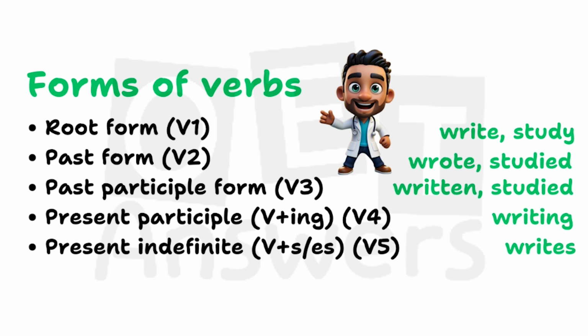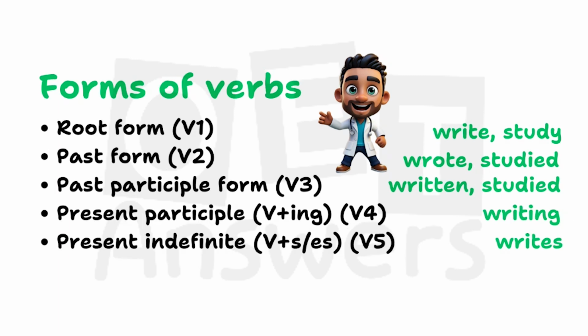Okay, then look at the third form, that is the past participle form. So how will it become? Write will become written, study will become studied only. Other things like go will become gone, run will become run only. Okay, so the past participle form is used in perfect tenses as well as the passive voice, you can say. And yes, that's all about the past participle form.